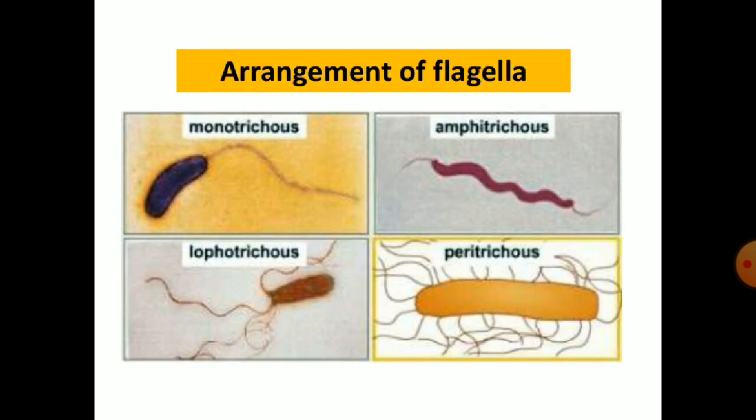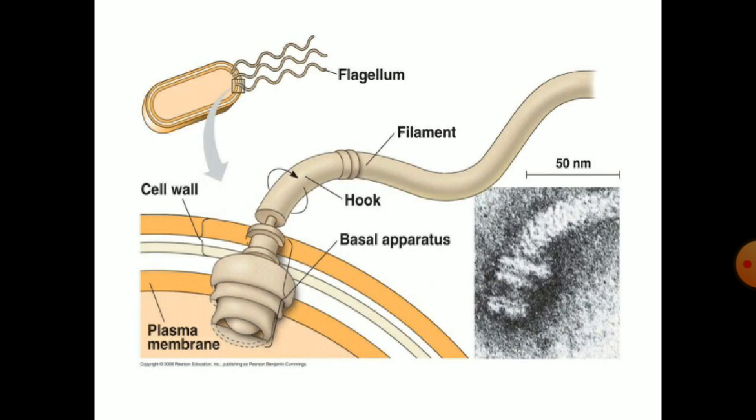Arrangement of the flagella is monotrichous, amphitrichous, lophotrichous and peritrichous. These are the 4 different structures of the flagella. Ultrastructure of flagella under the TEM. This is the ultrastructure of the flagella as shown in the TEM.